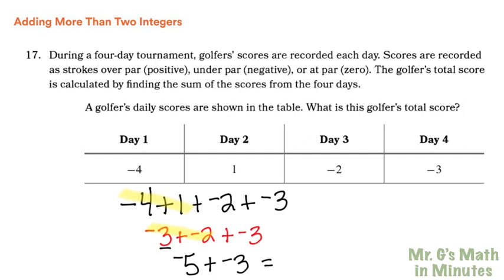These are the same numbers again, 5 and 3. -5, -3, same sign. So we're going to add those together. 5 plus 3 is 8. My bigger number is 5. It's negative, so my answer is negative, bringing this golfer's score to a -8.